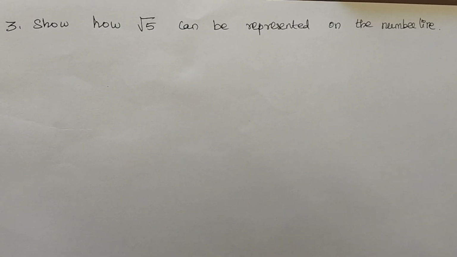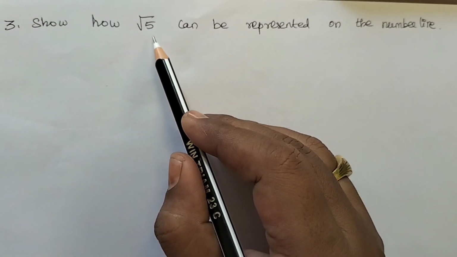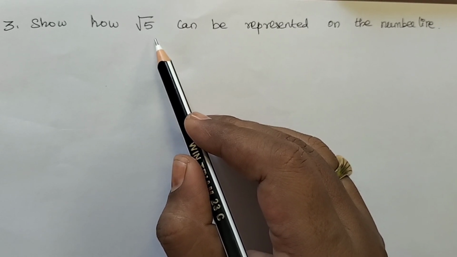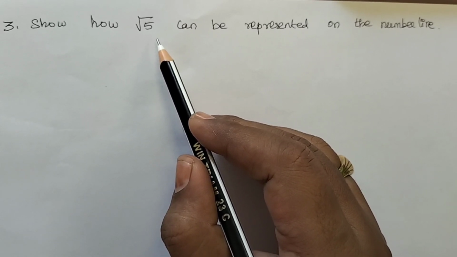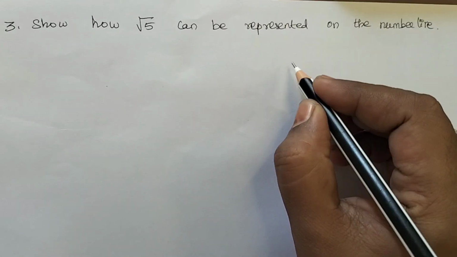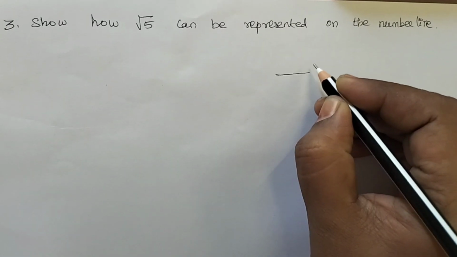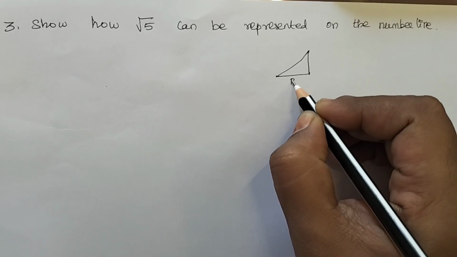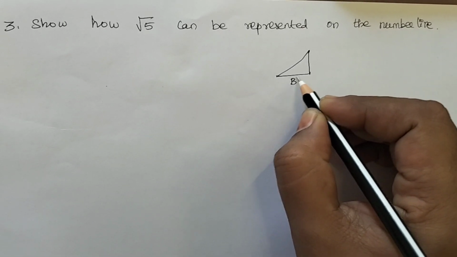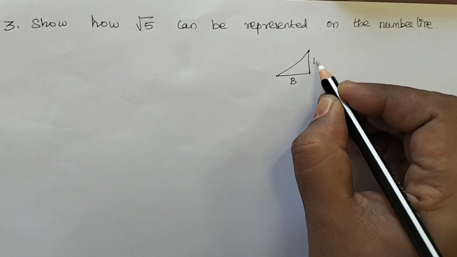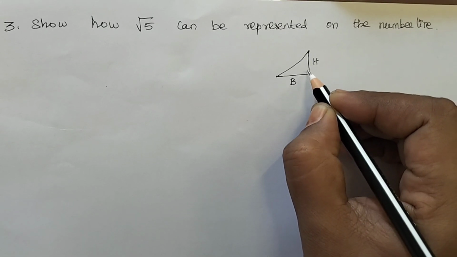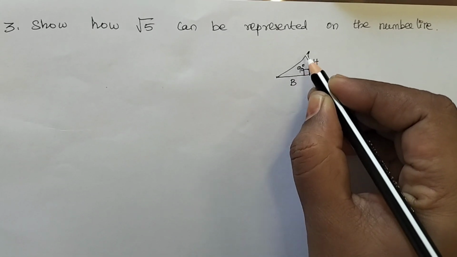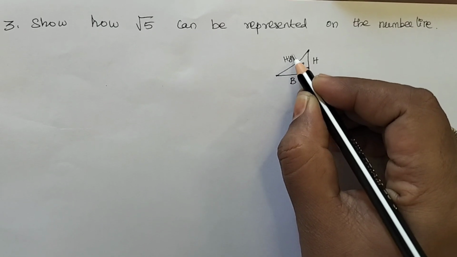First of all, root 5 is an irrational number. In order to represent an irrational number, we need to consider the Pythagoras theorem. According to the Pythagoras theorem, consider the right angle triangle as this, where we have the base, which is nothing but the adjacent side, and the height, which is nothing but the opposite side. Here the angle is 90 degrees, and this side is nothing but the hypotenuse.